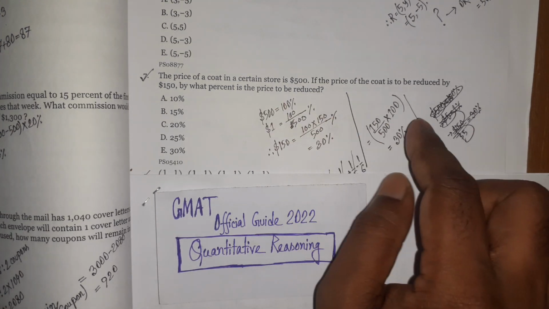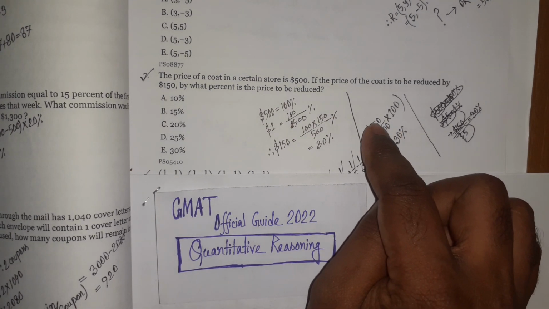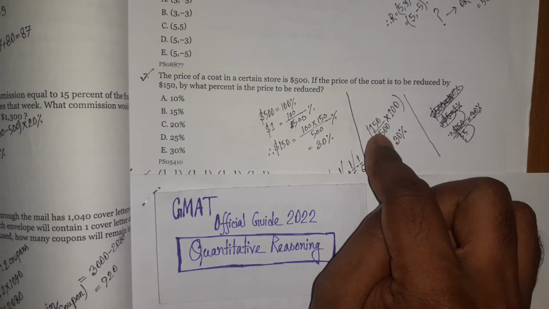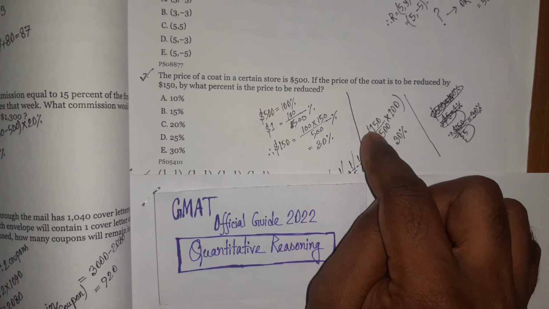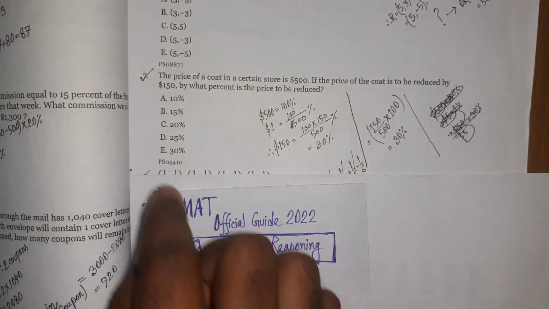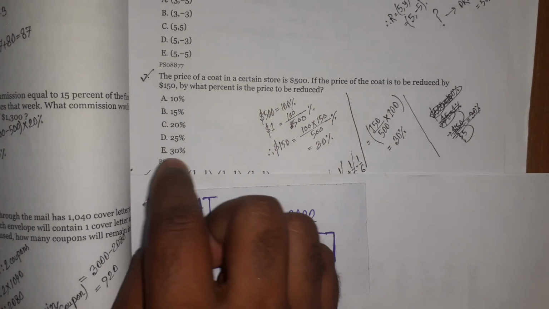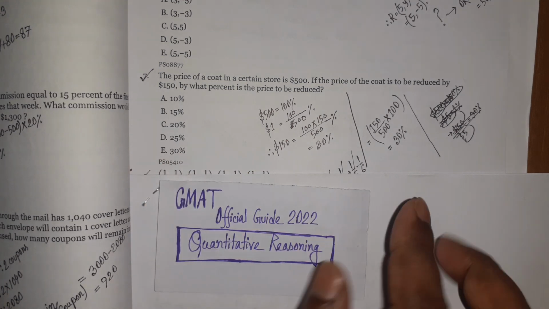This is one way, and the other is this is the reduced part and this is the actual value, and also it will be multiplied by 100, so we easily get 30% from this math. So the answer will be option E, 30%.